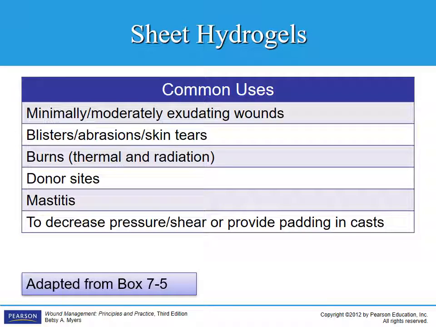Common uses are minimally or moderately exudating wounds, blisters, abrasions, skin tears, burns, both thermal and radiation burns, donor sites, mastitis, and to decrease pressure or shear or provide padding in casts. If you're putting a cast on over a very bony prominence, you can use a sheet hydrogel over the top of that bony prominence.